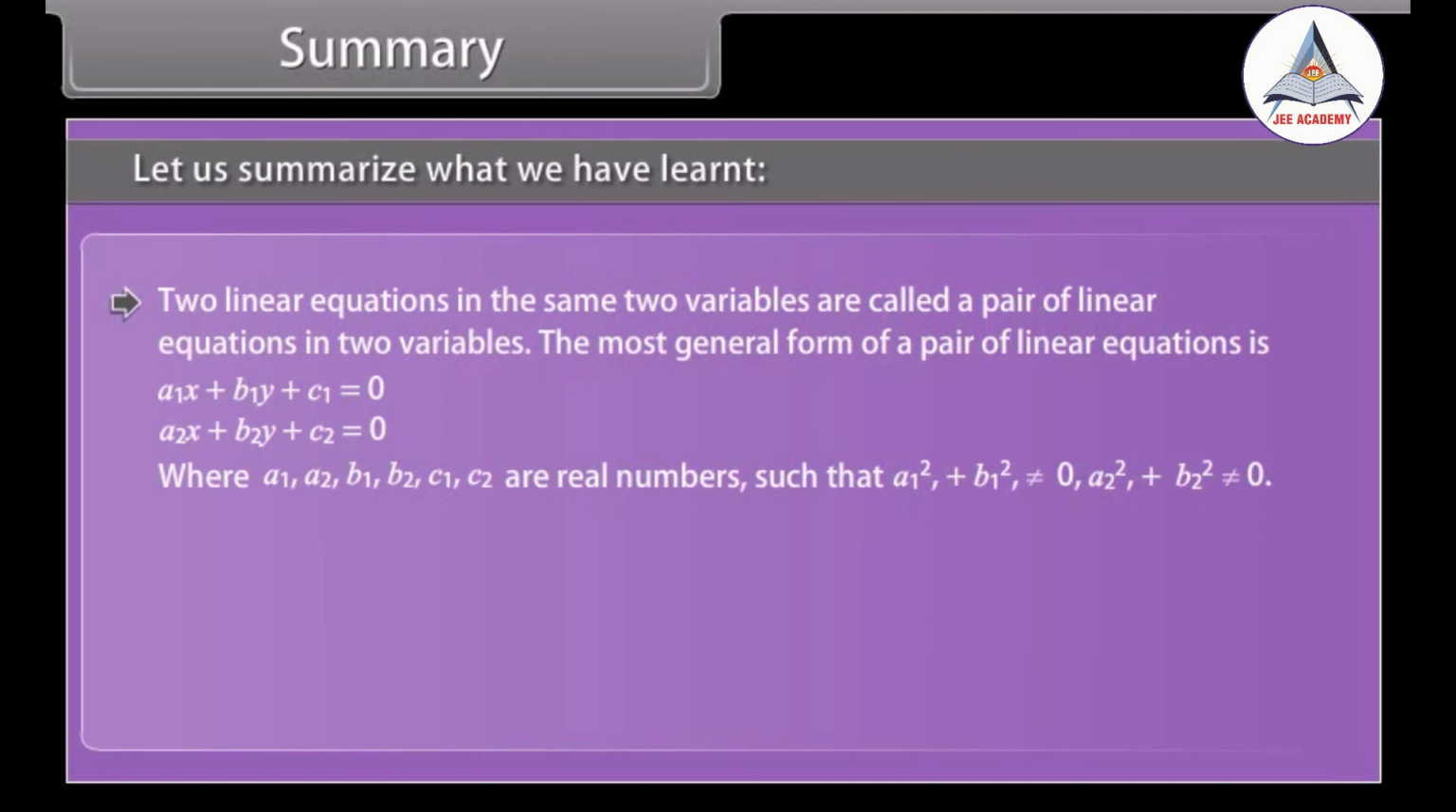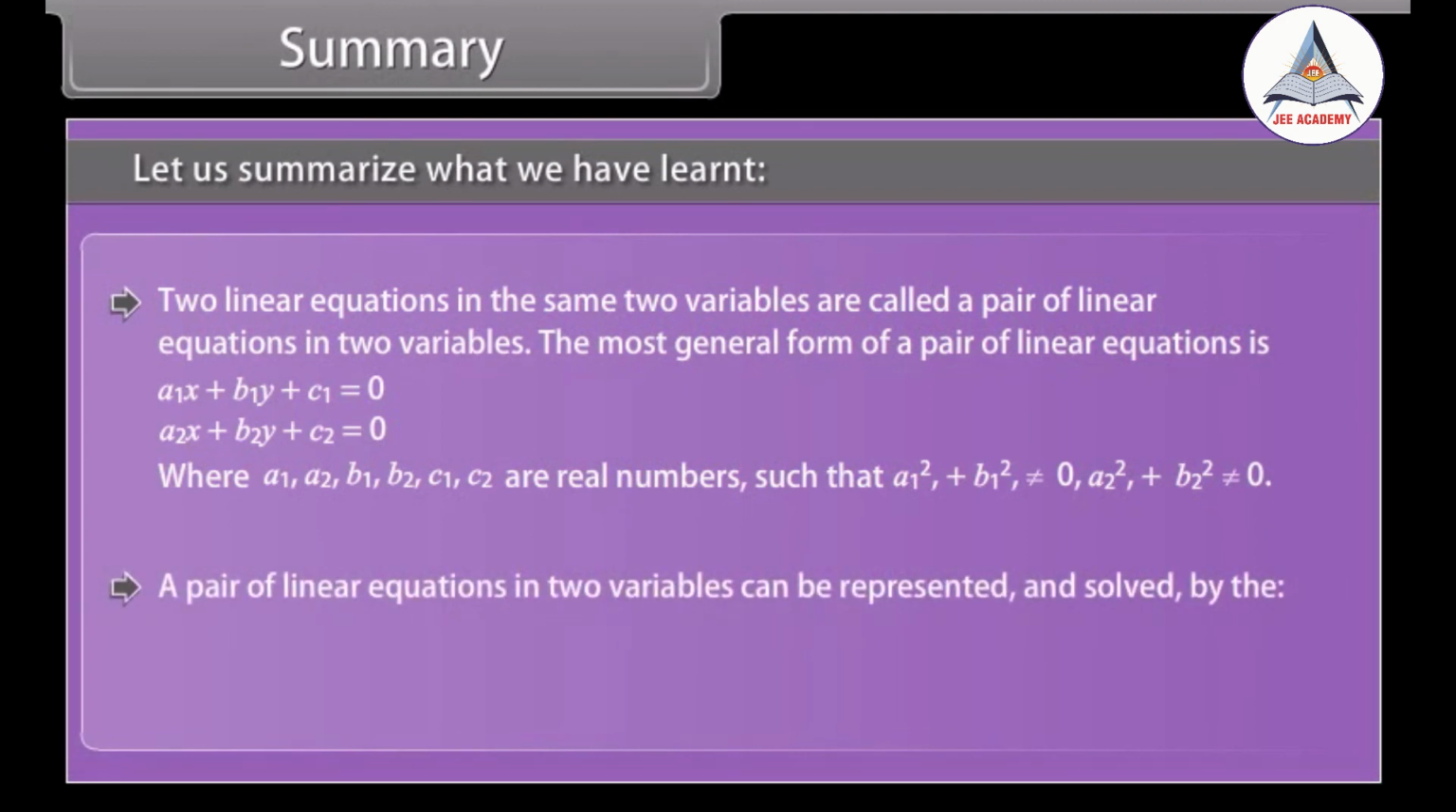The most general form of a pair of linear equations is a1x + b1y + c1 = 0, a2x + b2y + c2 = 0, where a1, a2, b1, b2, c1, c2 are real numbers such that a1 square plus b1 square is not equal to 0, a2 square plus b2 square is not equal to 0. A pair of linear equations in two variables can be represented and solved by the 1. Graphical method and 2. Algebraic method.